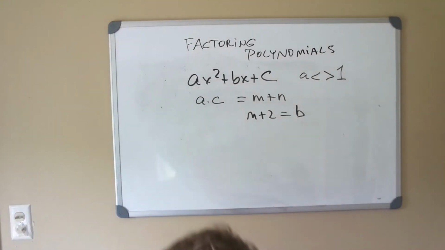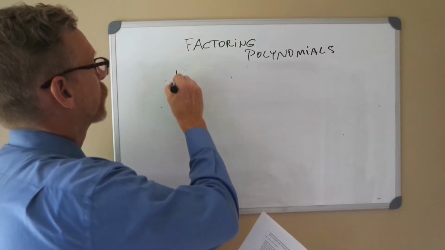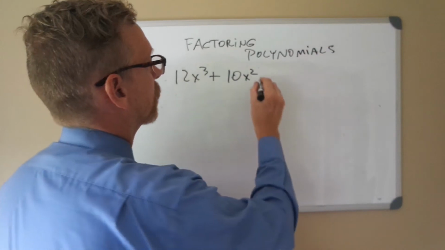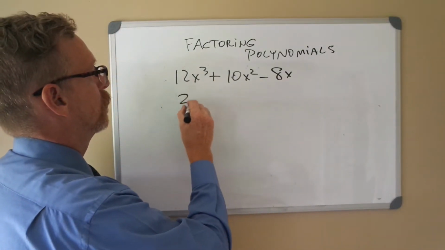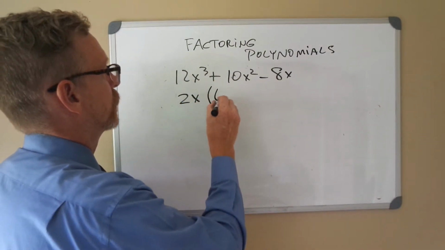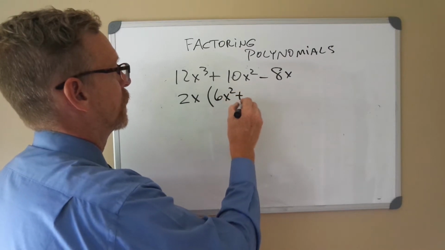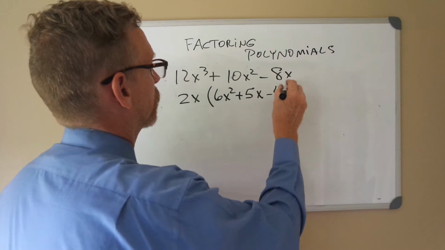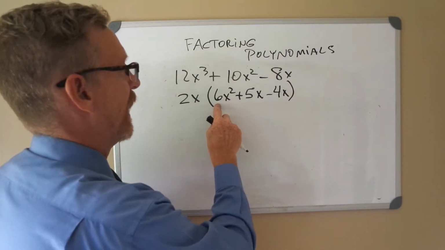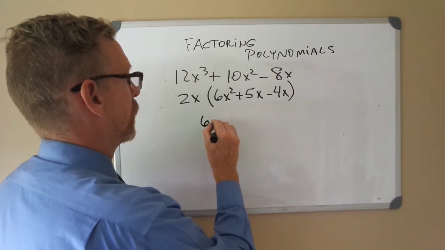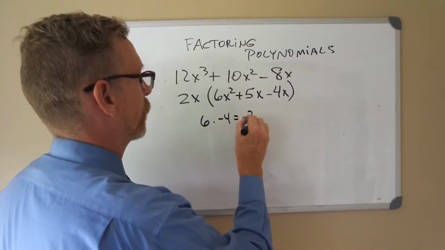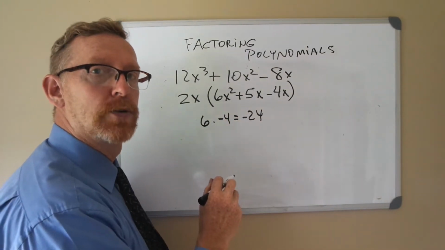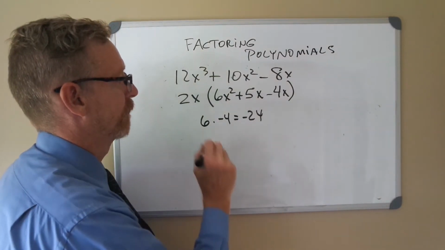Let's use an example. We've got 12x cubed plus 10x squared minus 8x. So we're going to factor this out: 2x times 6x squared plus 5x minus 4. So we said we're going to multiply a times c. So 6 times a negative 4 is equal to negative 24. And we want to factor negative 24 so that the sum of the factors is equal to 5.